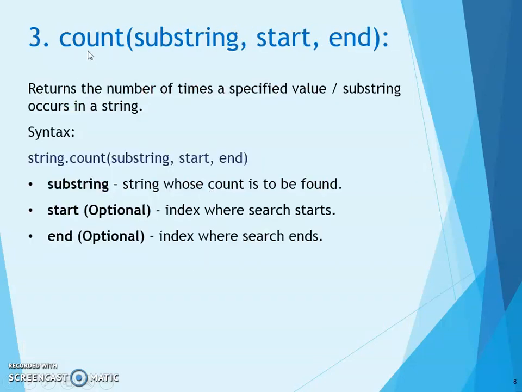Next method is count. This method will return the number of times the specified value or substring occurs in the original string. So the syntax is the object, dot operator, then the name of the method, and the parameters are substring, start and end. Substring is the string whose count is to be found in the original string. Start is optional, where we want to start our searching. End is again optional, where we want to end our search.